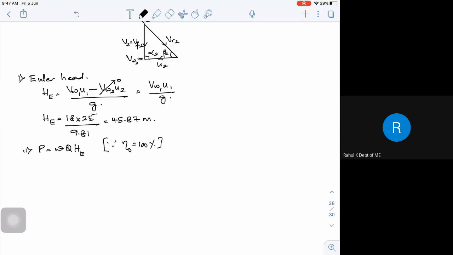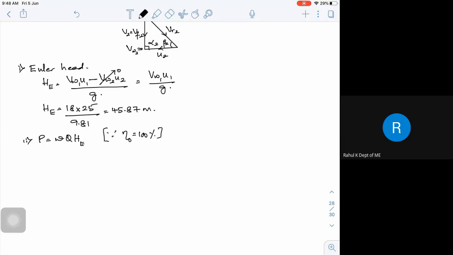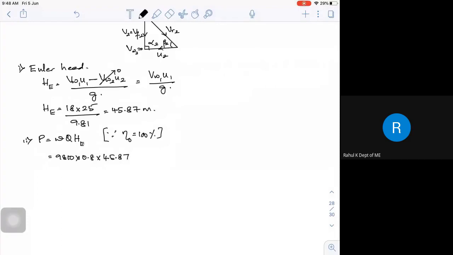Your net head will be equal to your Euler head. Suppose my overall efficiency is 0.95, then I have to multiply 0.95 into your Euler head, and I'll be getting the corresponding net head. So we'll take overall efficiency as 100%, then this will be 9810, and the discharge I've given as 0.8 meter cube into 45.87. Okay, this will be the head. So 45.87. If I do that, I'll be getting the power.